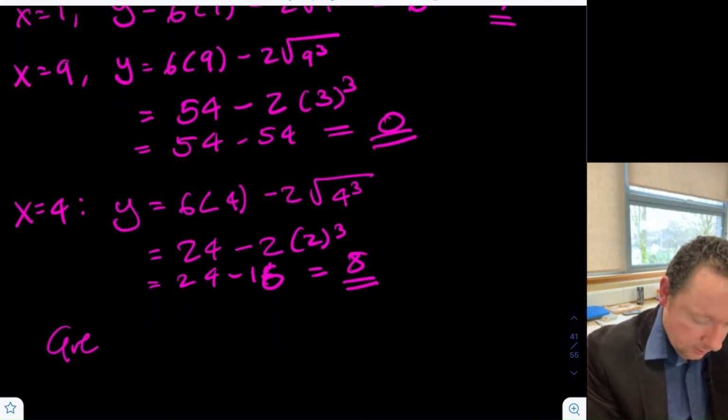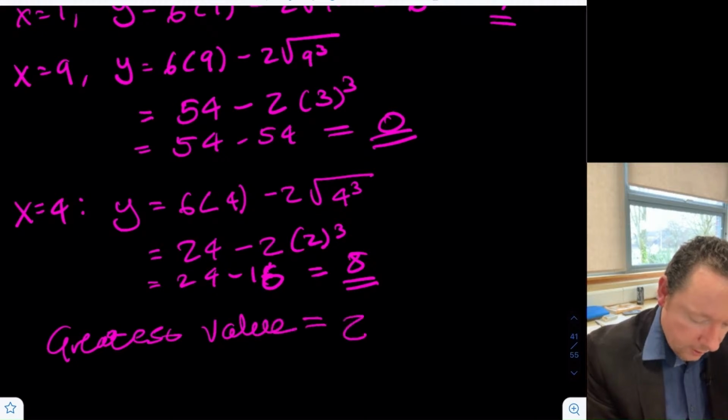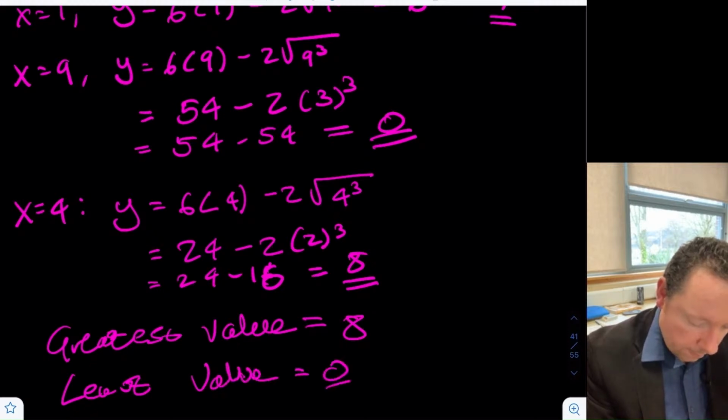So greatest value equals 8, least value equals 0. And we're done there.